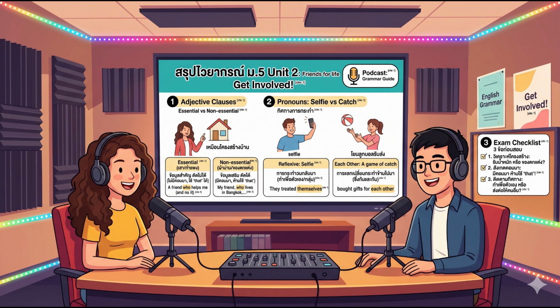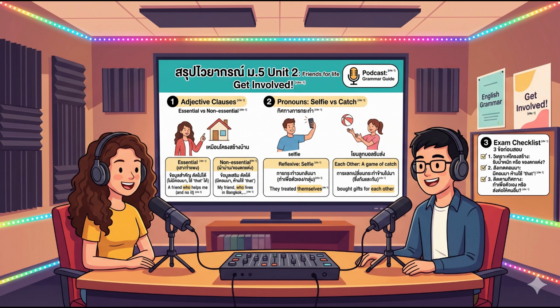But friendship isn't just about describing people, right? It's about what we do for them. Exactly. Let's look at the grammar of action, which brings us to pronouns. Specifically, reflexive pronouns versus each other. Right. So we are shifting from description to interaction here. Reflexive pronouns, words like myself, yourself, themselves, are used when the subject and the object of the action are the exact same entity. Like saying, I taught myself to play guitar.